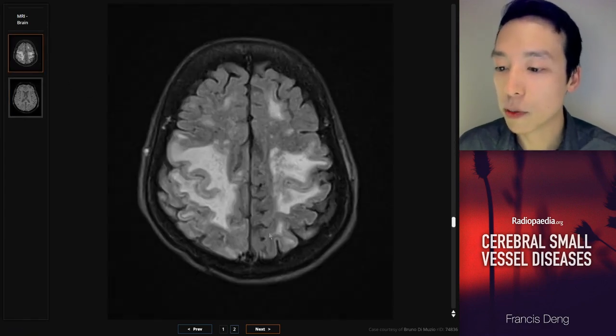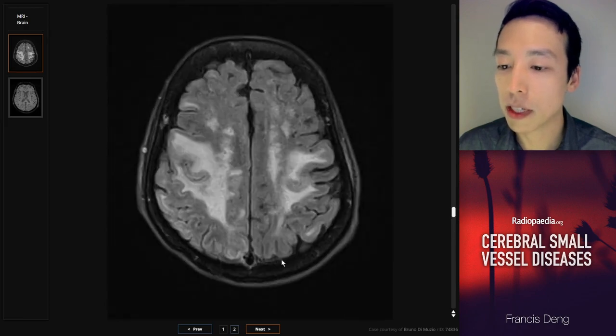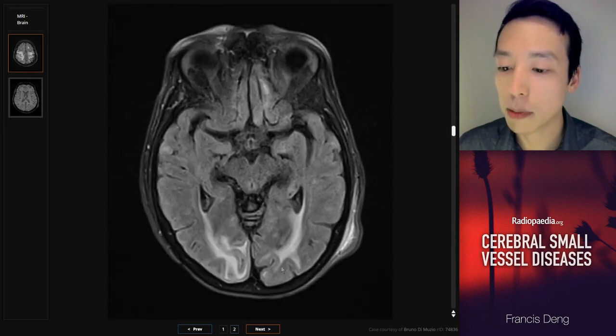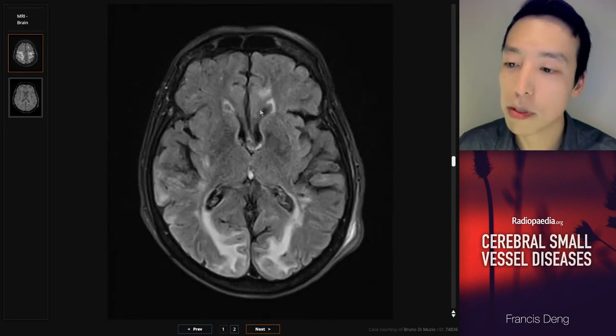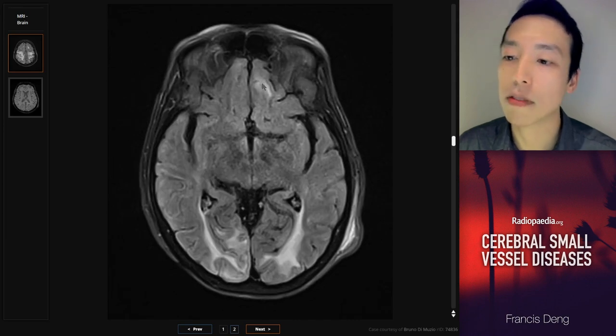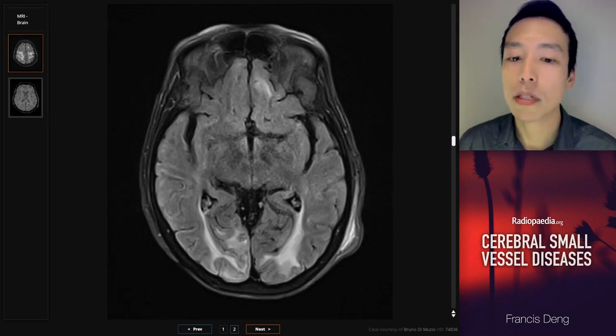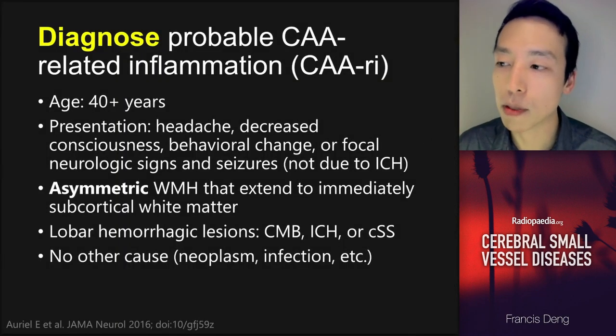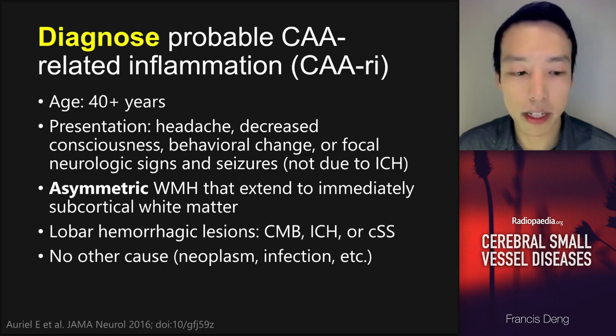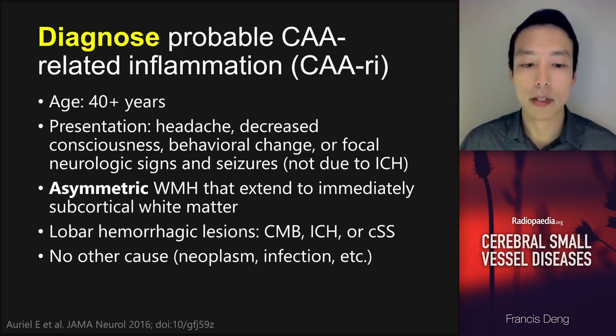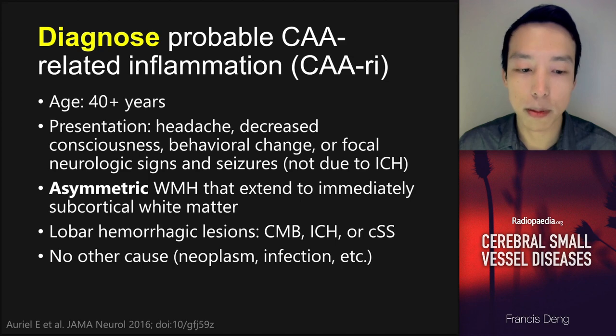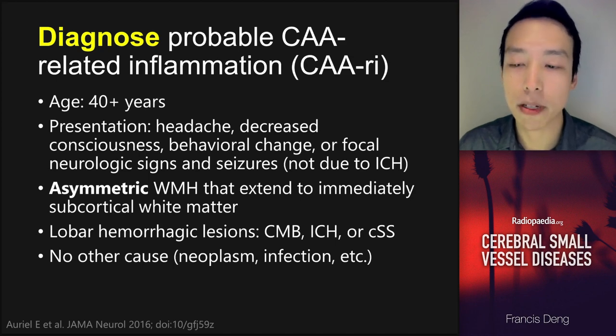But putting that together with this area of perirolandic vasogenic edema coming into the occipital lobes, there are also some asymmetric areas affecting the frontal lobes, we would conclude this person has inflammatory cerebral amyloid angiopathy, specifically the subtype called probable cerebral amyloid angiopathy related inflammation.